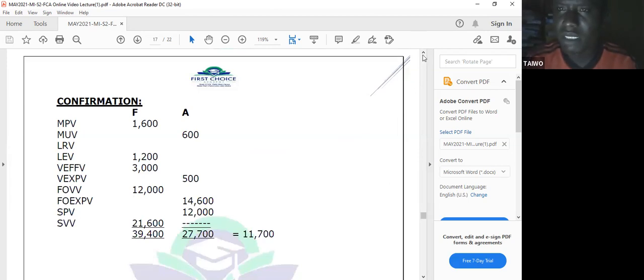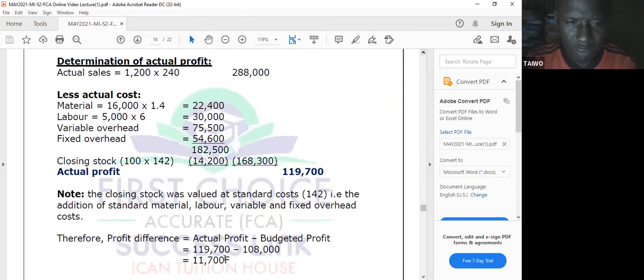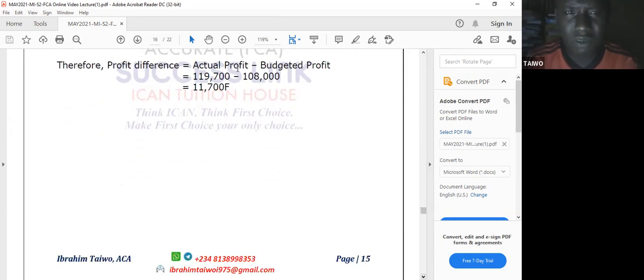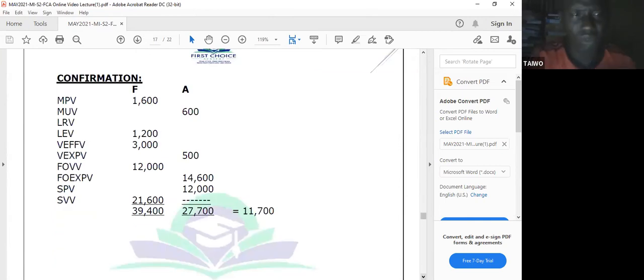Let's confirm it, please. We want to confirm this 11,700 favorable. We want to see whether that 11,700 is actually equal to all the variances that were computed. Now, if you check it very well, this is what you do. You now need to write it out. This is favorable and this is adverse.